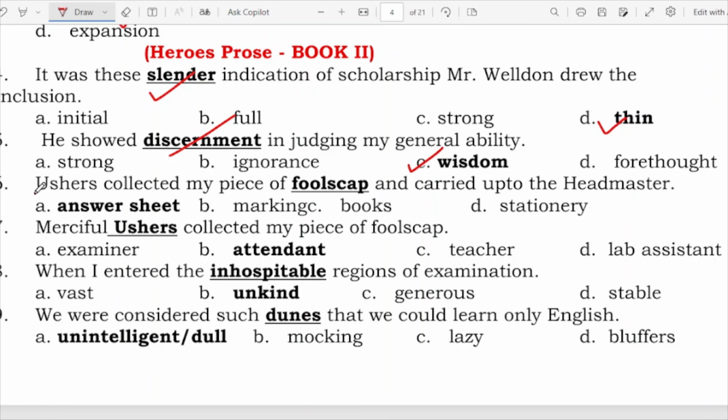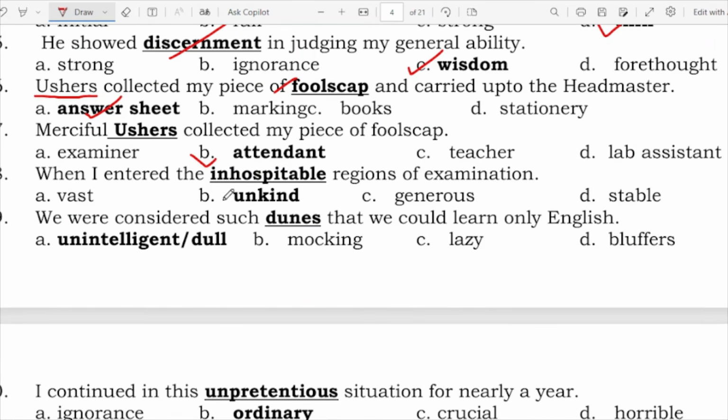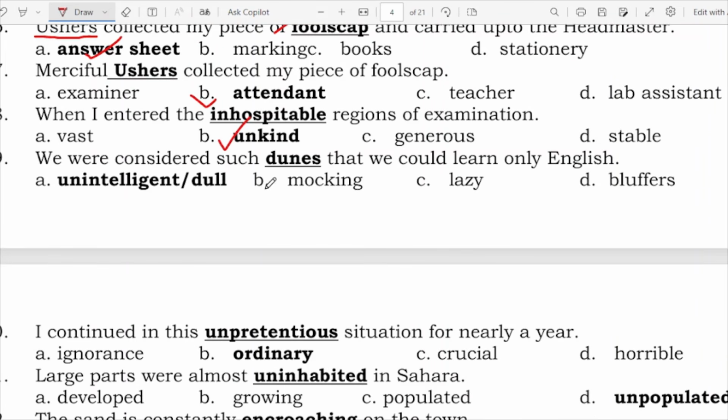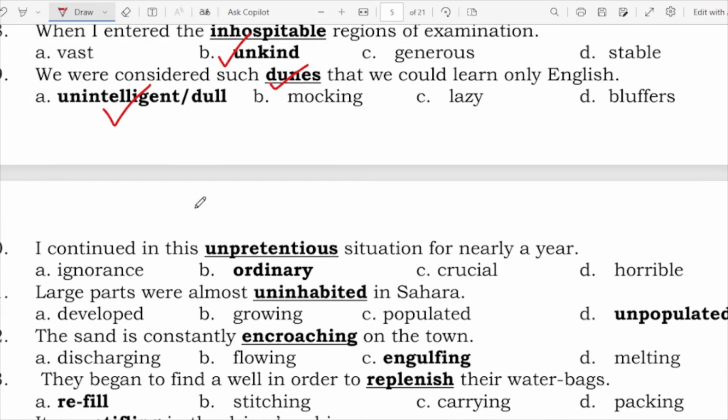Ushers, another very important word, that is the attendant over here, and the foolscap and the answer sheets where you write your answers in the exam paper. When I entered the inhospitable, that is unkind, we were considered such dull, very foolish people. That is Churchill writing about his childhood in school at Harrow.